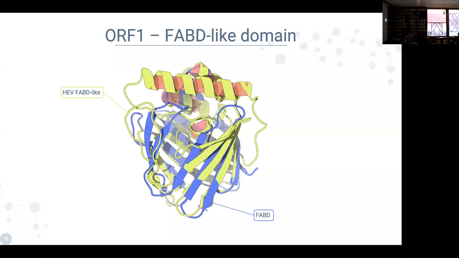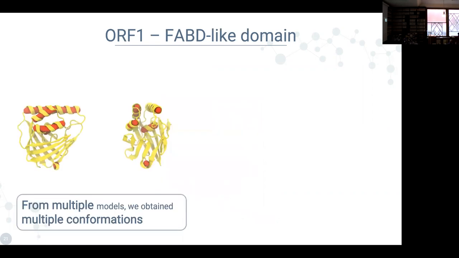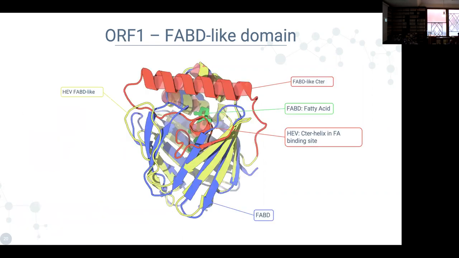Something very interesting between these fatty acid binding domains and our model is that we have an extra C-terminal helix going above this domain, with a small helix that goes inside the core of the protein. If you look at fatty acid binding domains, at this position is the place of the fatty acid. So it looks like this helix tries to take its place to fill the gap inside, because this is a very hydrophobic area, so something should fill it.